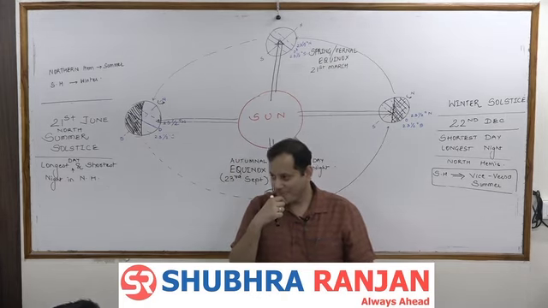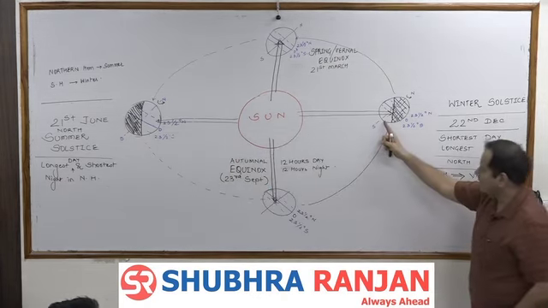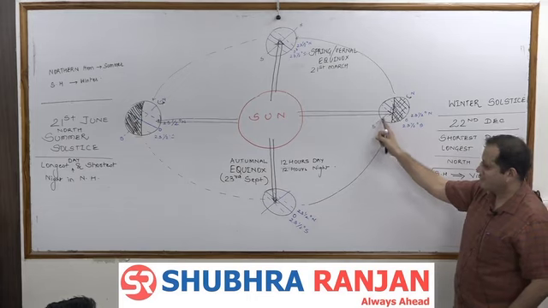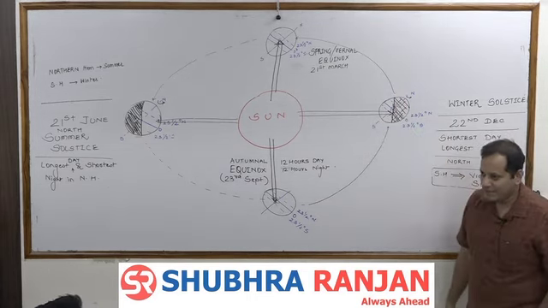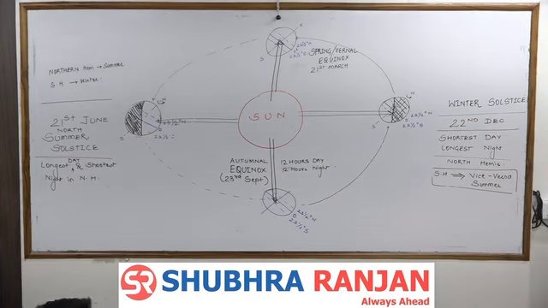Yes. Because you can see, even if the earth is rotating, this half will always be illuminated. This half will be dark, this half will be illuminated. No, there is no shift. Understanding this, what is solstice and equinoxes?